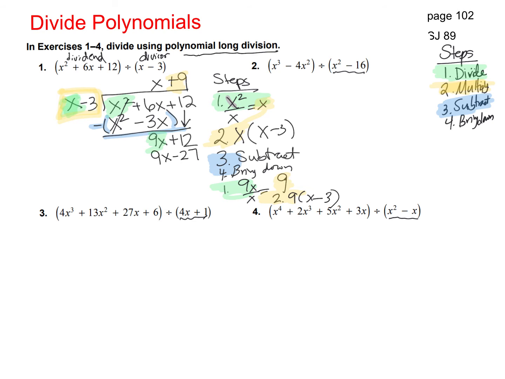Next you're going to subtract. I don't have room to write subtract over there. And hopefully you'll get 39 when you subtract. 12 minus negative 27 is positive 39. 9x minus 9x cancels out. That's my remainder. I have nothing else to bring down. So it's a positive remainder. I put a plus sign up there beside of x plus 9.